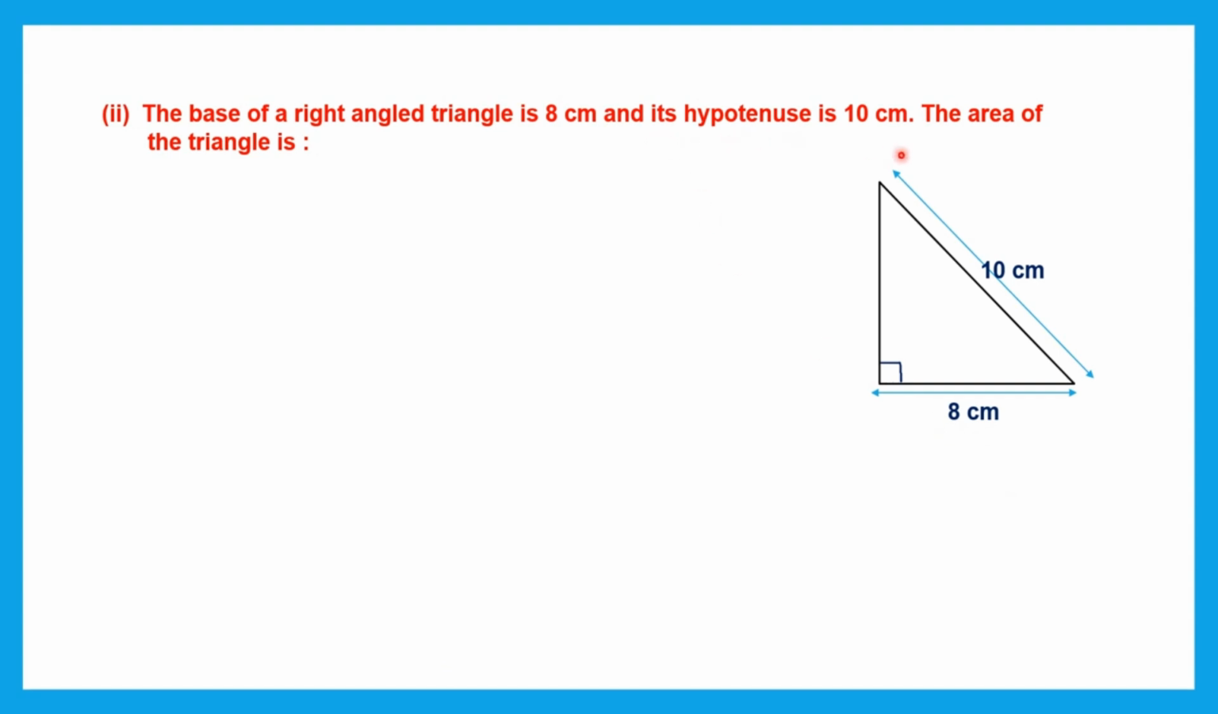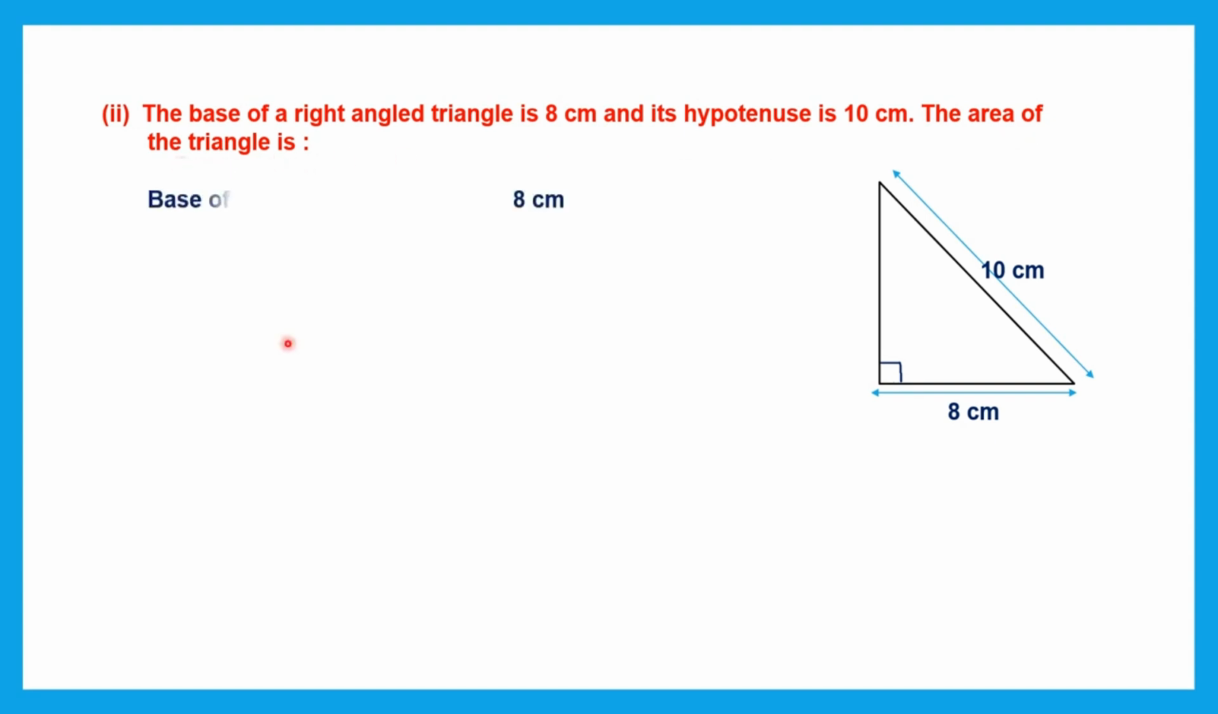And its hypotenuse is 10 centimeters. So this is the hypotenuse. What is the hypotenuse? It is the side that is opposite the right angle. And it is the longest side of this triangle. So the hypotenuse is given, the base is given. We are asked to find the area of the triangle.